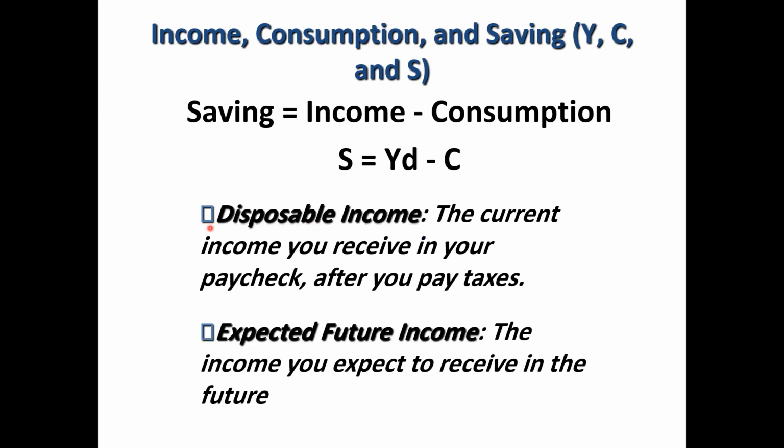Disposable income is the current income that you receive in your paycheck after you pay taxes. So disposable income is Y minus T, which equals Y subscript D. The second definition is expected future income, which is the income that you expect to receive in the future.